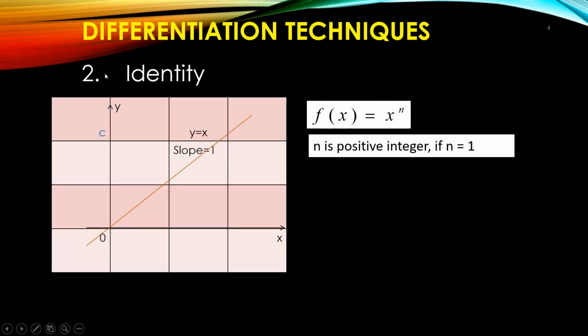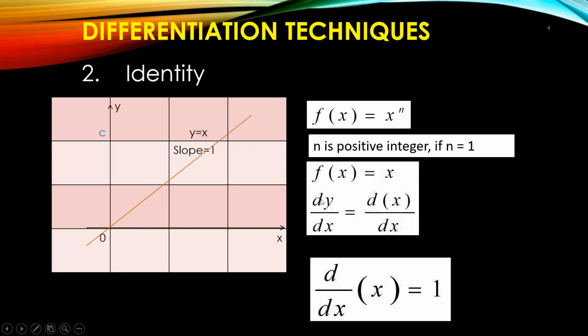Next, identity. If, for example, you have y equals x, the slope of y equals x is 1. Therefore, if f of x is equal to x, dy over dx, take note that y is x, so dx over dx is equal to 1. This only holds true for x raised to n, where n is a positive integer, which is equal to 1.